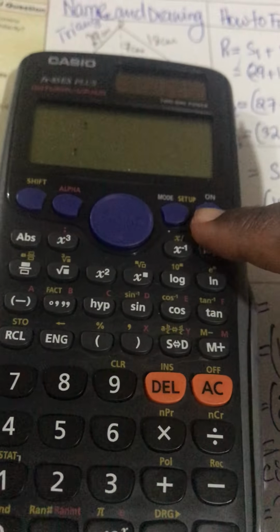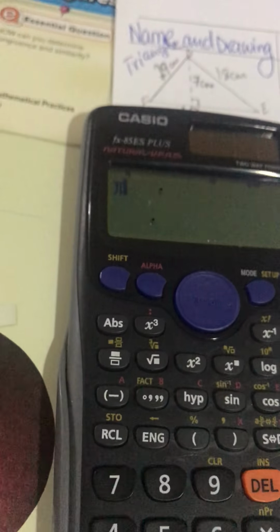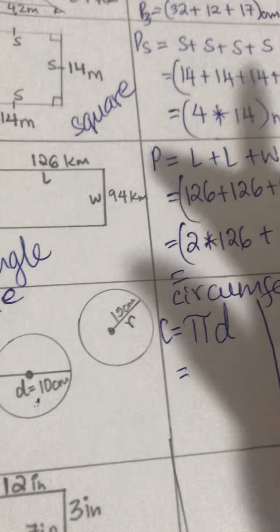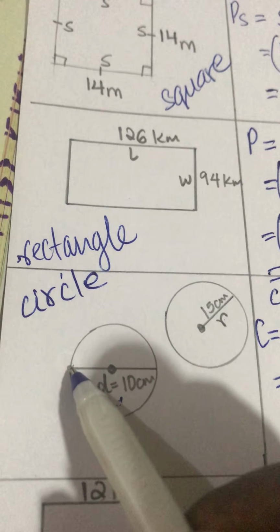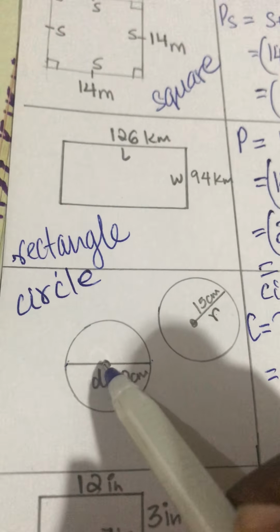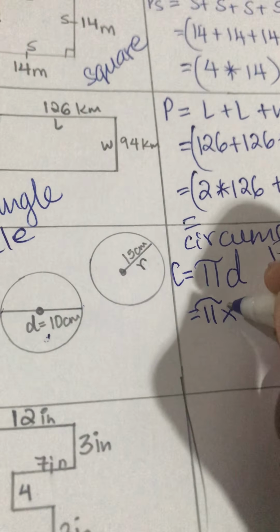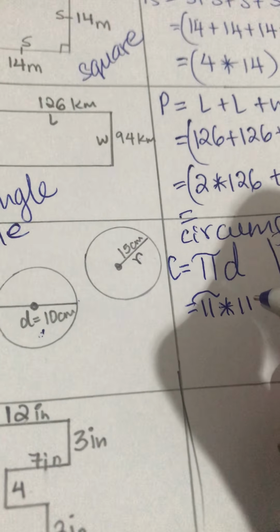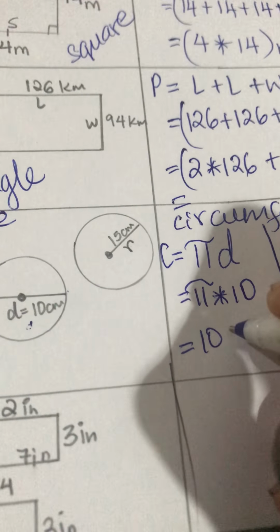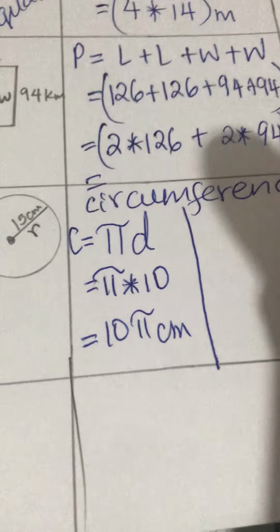And you press pi on your calculator by pressing shift. You see this? This is pi. There. Okay? So my number is 10. The diameter is when the line touches the circumference, the line from end to end through the center. Okay? Pi times 10. So your answer is 10 pi. You will make it into a decimal by yourself.